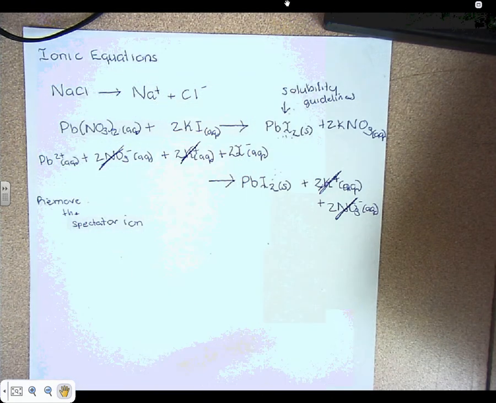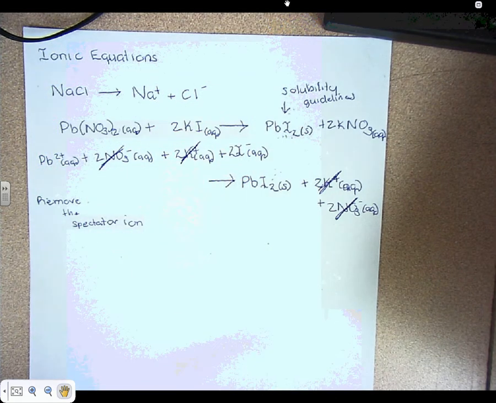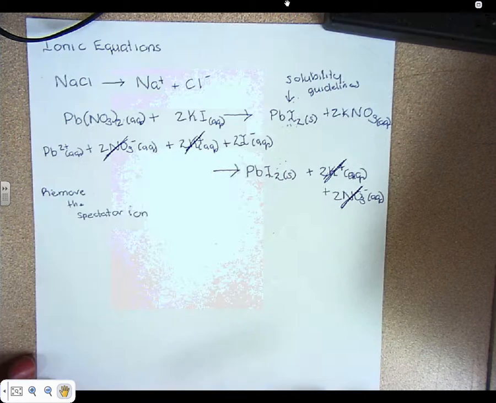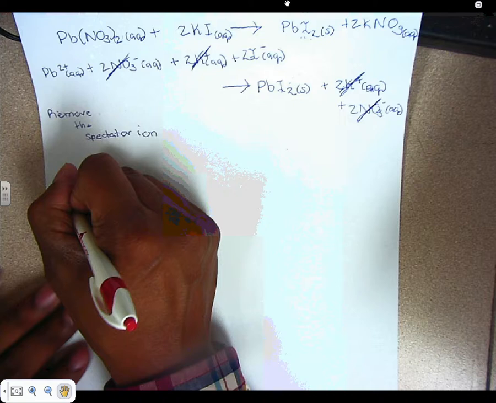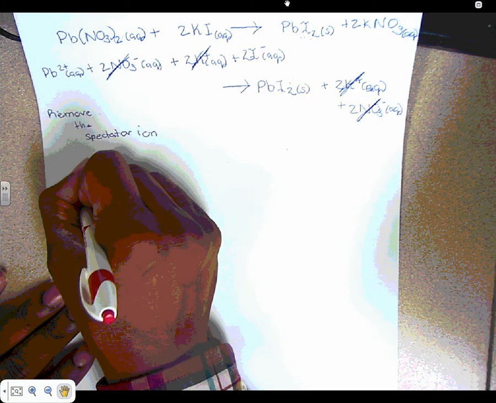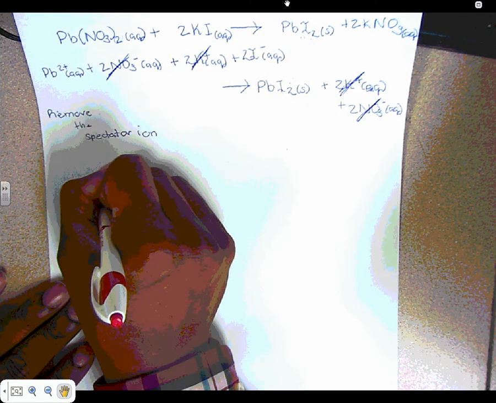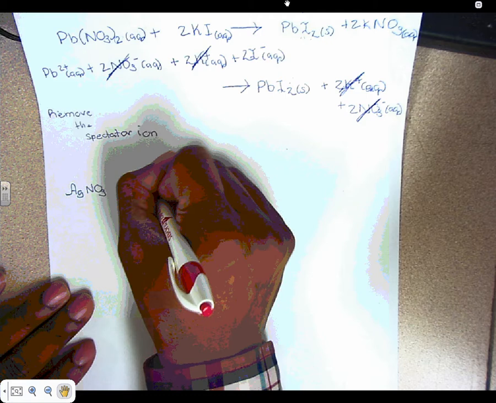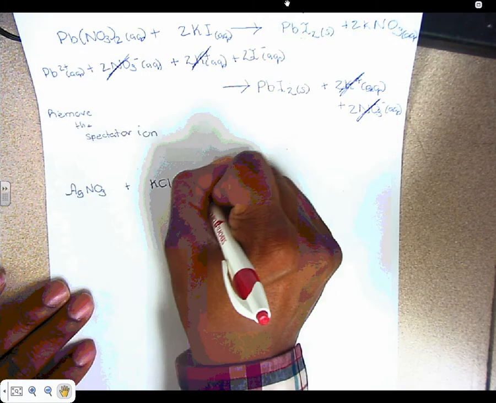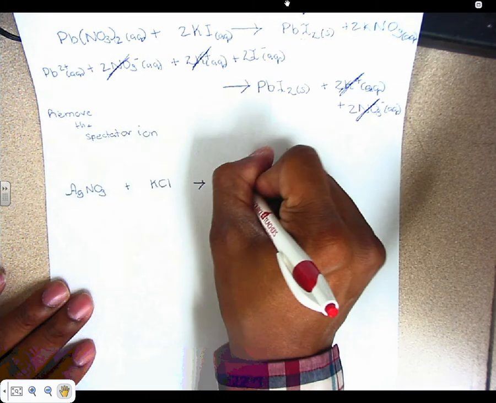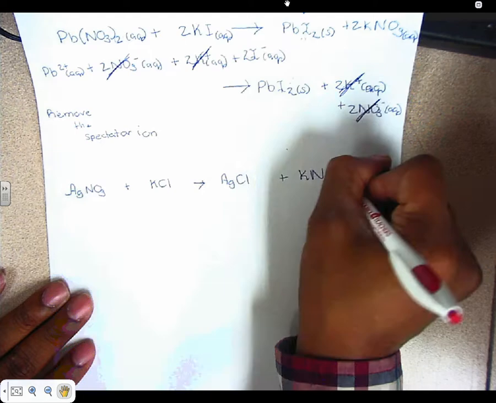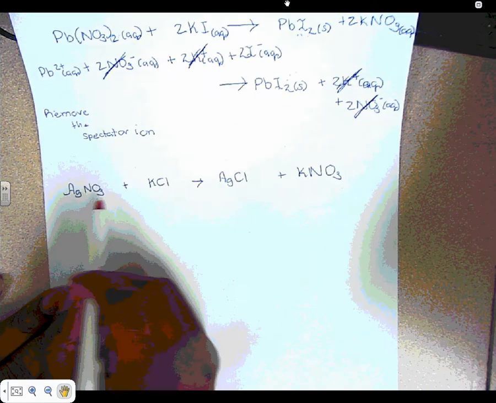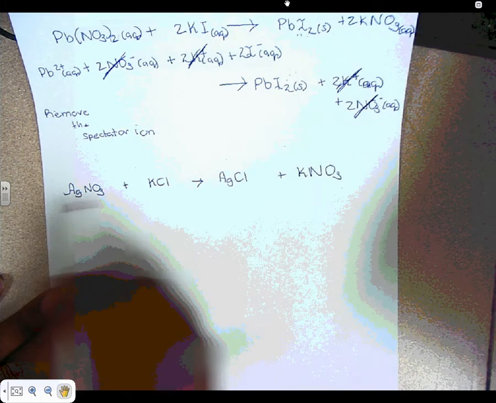So knowing that, let's go ahead and look at a couple of them and get a little bit more practice under our belt. We'll start here with a very common reaction. We have silver nitrate, and we're going to react that with KCl, which is potassium chloride, and that's going to yield silver chloride plus potassium nitrate.